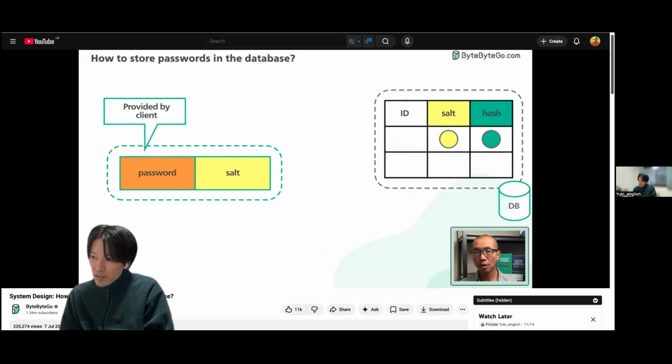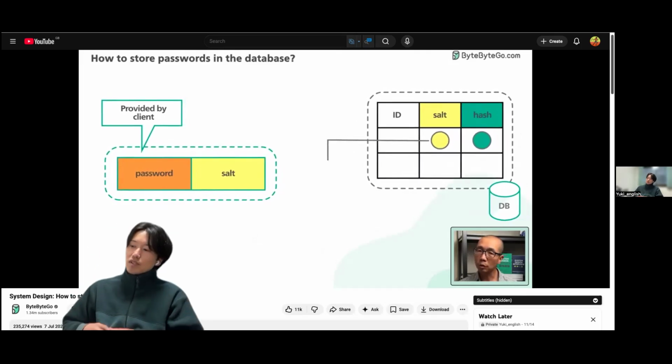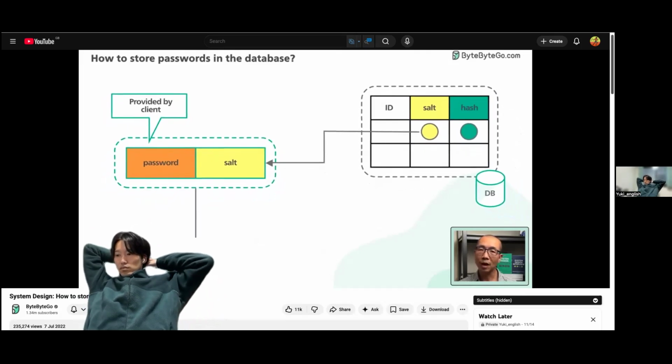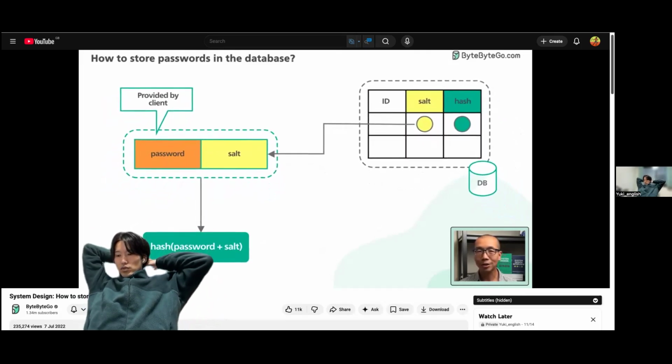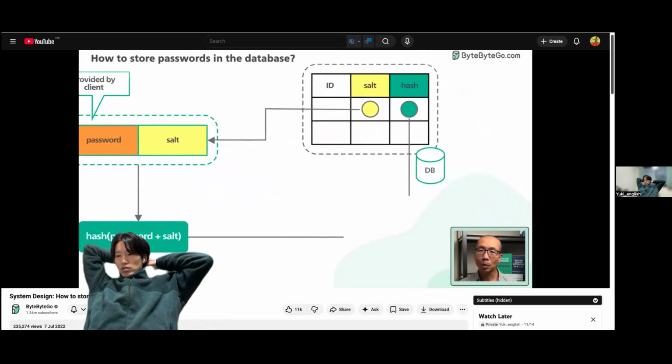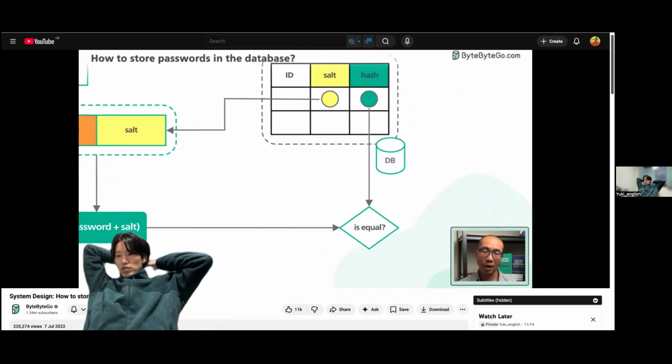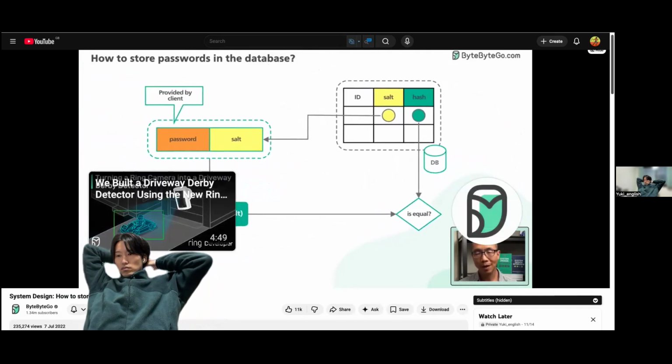How do we validate? First, we fetch the salt for the user from the stored database. We then append the salt to the password provided by the user and hash it. We compare this computed hash against the hash stored in the database. If they are the same, the password is valid.